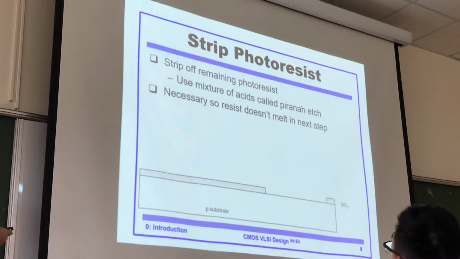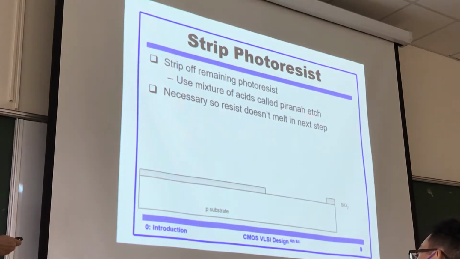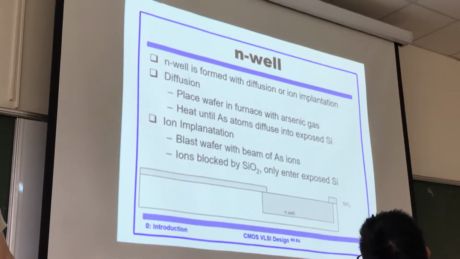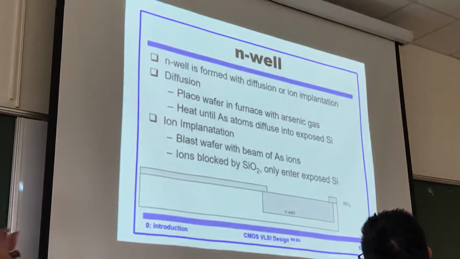Using neutral acid or piranha, which is also a toxic acid, this is necessary so it doesn't melt the next step. What's next? Then we can try to go to the N-well.